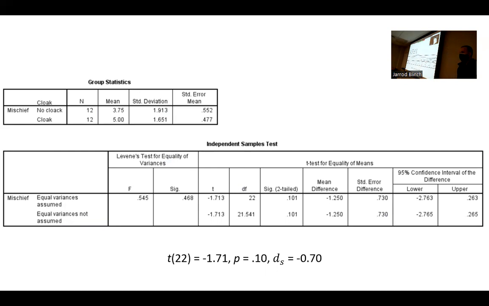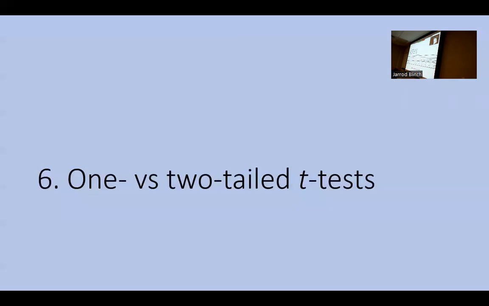Any questions about effect size for t-tests? We will use a different effect size for paired samples t-tests. Still Cohen's d, but then, or is it d? Well, I won't guess. It's either q or z. I forget.